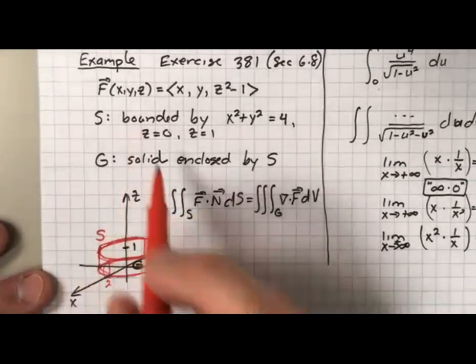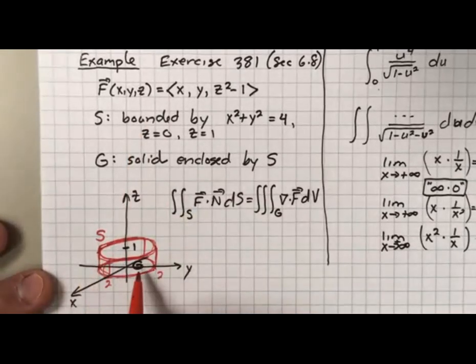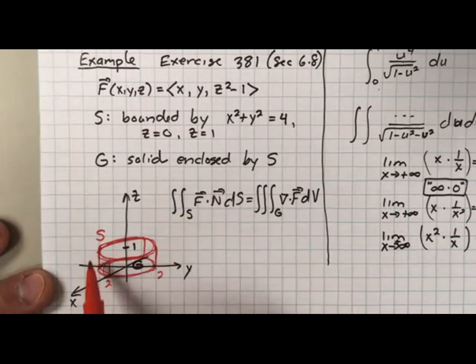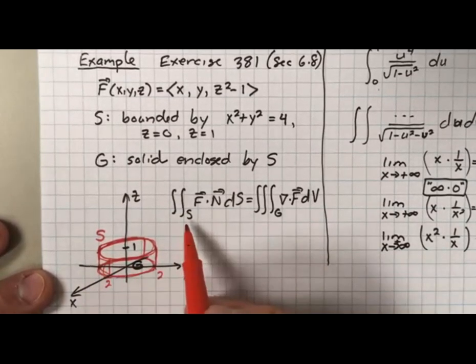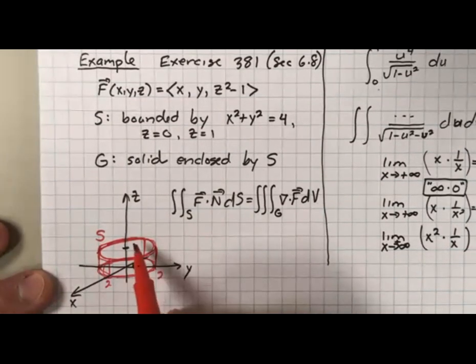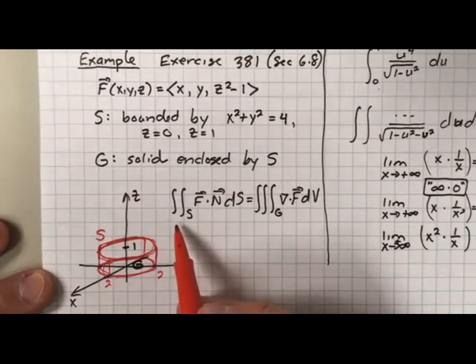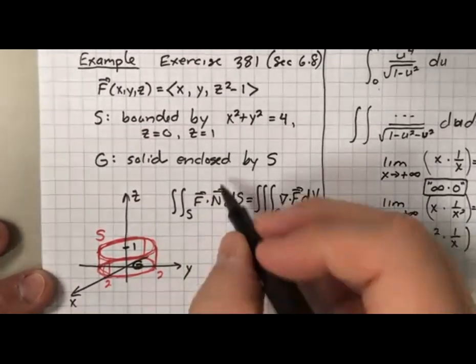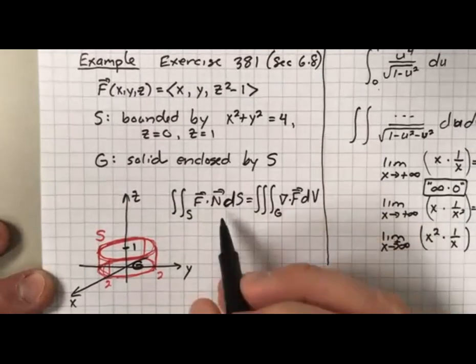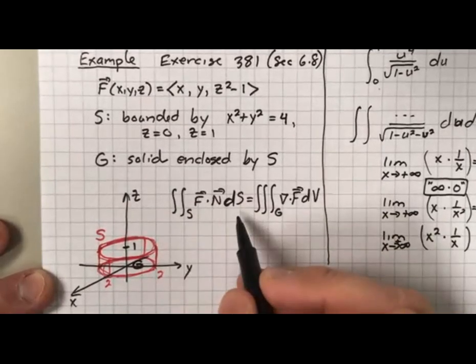Because do you understand that the surface S that encloses this wheel of cheese is 3 surfaces? It's the outside cylinder, the top roof, and the bottom roof. That means S is composed of 3 different surfaces. I'm going to have to parameterize 3 things, 3 normals, 3 flux integrals. I don't look forward to doing that. I would choose not to do that if I could.